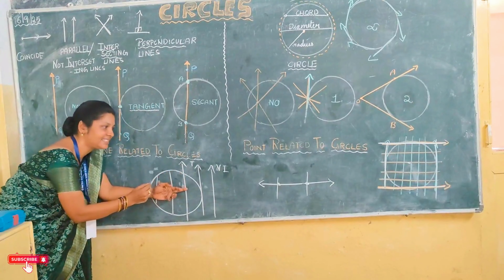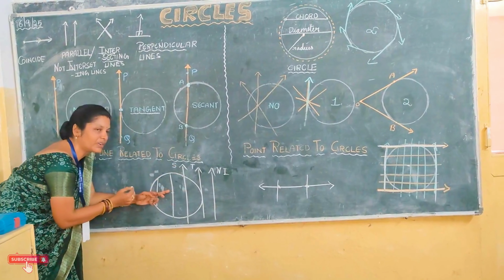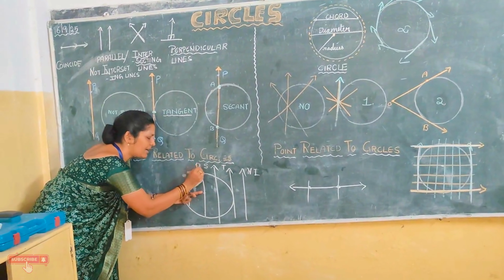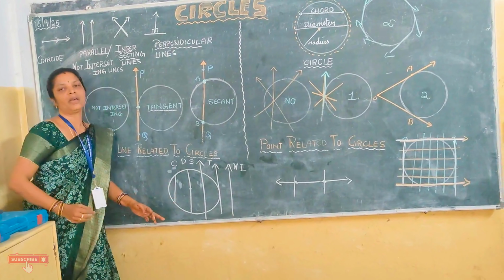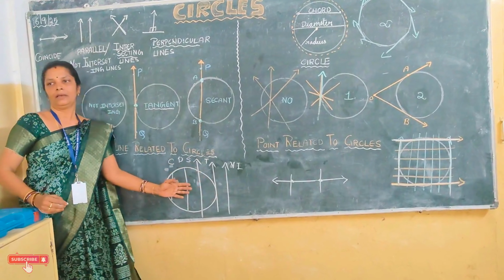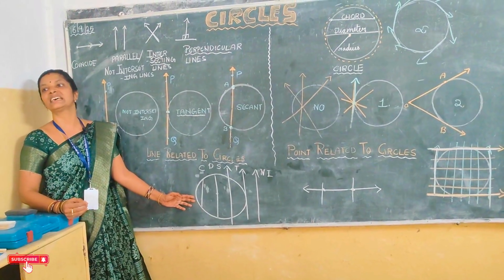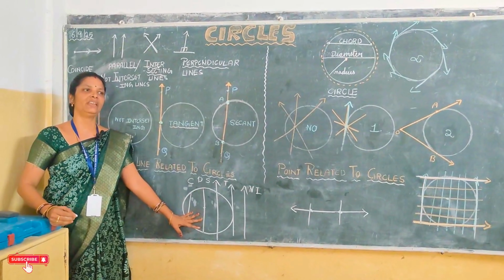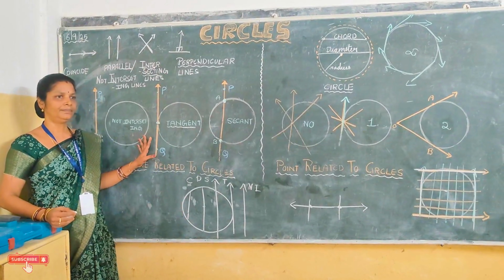The third one is getting inside, so it is called a secant. What is the next one called? Diameter. What is the next one? Chord. These are the different lines that have a relation between the circle and the line. Understood, everyone? You all understood?